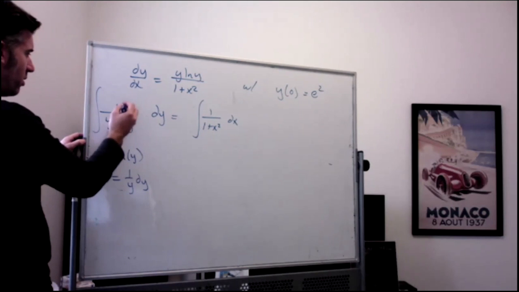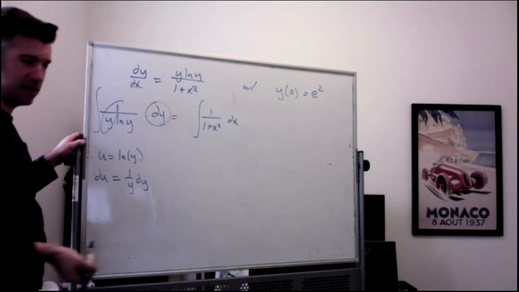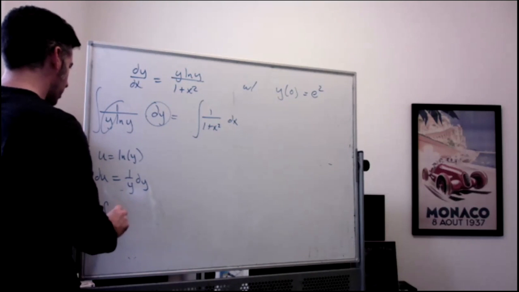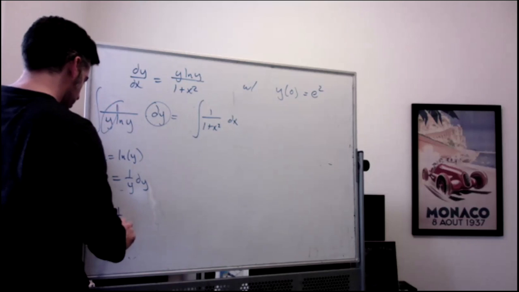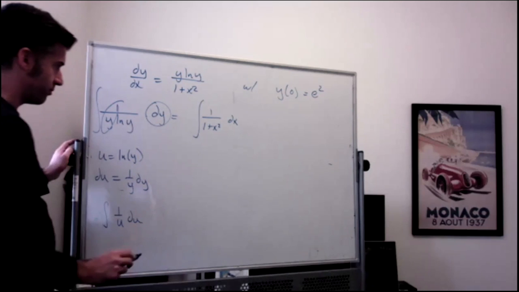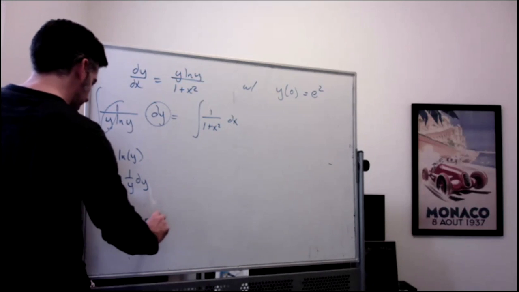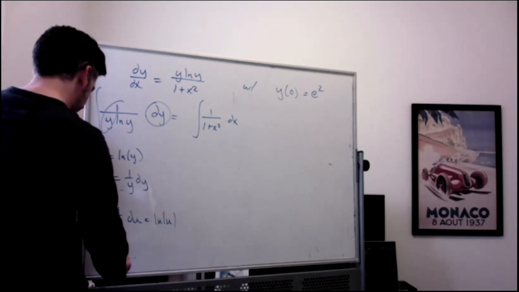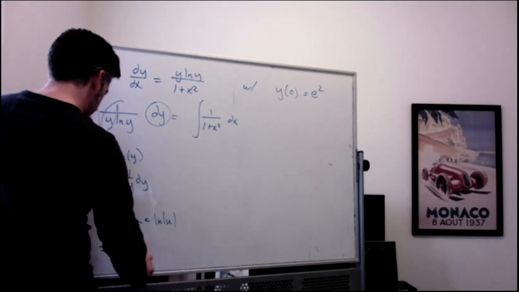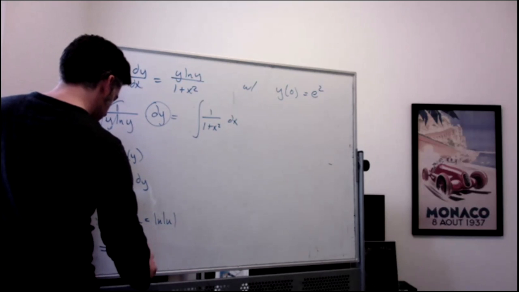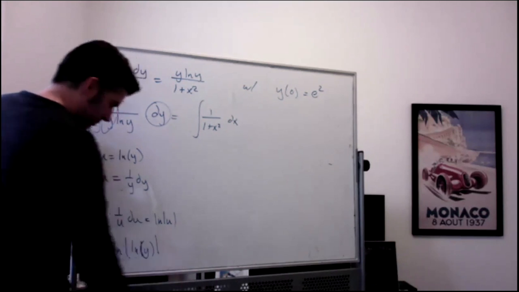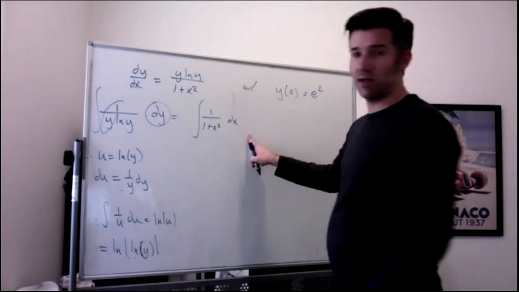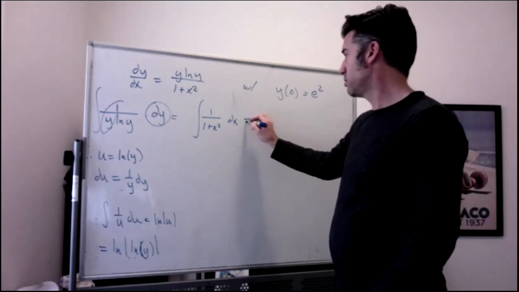Well, great. I've got a 1 over y dy. So that's going to be my du. So this left-hand side is going to be the integral of 1 over u du, which is going to end up being the natural log of the absolute value of u, which is going to end up being the natural log of the absolute value of the natural log of y. No absolute values on that one on the inside. Kind of funky. The right-hand side, what's the integral of 1 over 1 plus x squared?